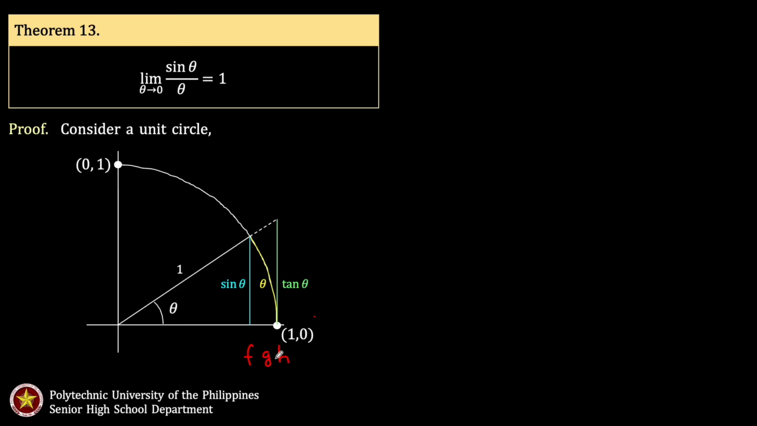The illustration shows us that the yellow curve appeared from the right side of the vertical blue line, so G is greater than F. On the other hand, the green vertical line reflected from the right side of the yellow curve, so we can say that H is greater than G. But what is F? F represents sine theta. G represents the yellow arc, which is theta. And H represents the green vertical line, which is tangent theta.